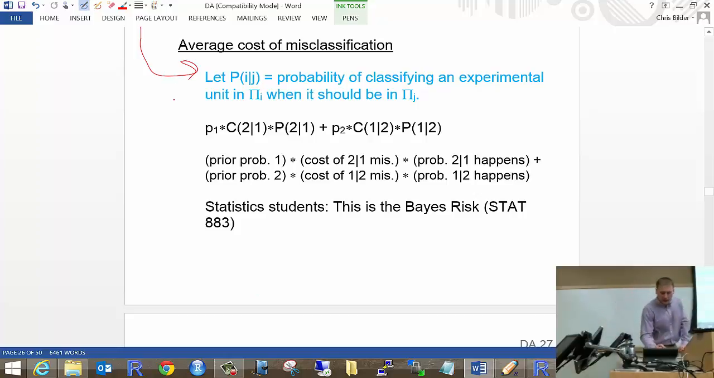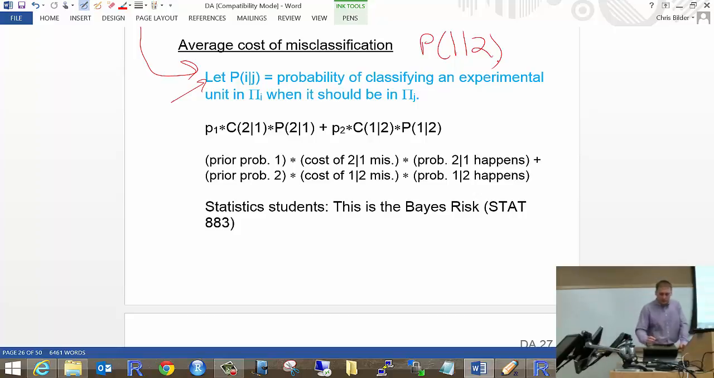To do this, let's define P sub I given J as a conditional probability. You've seen conditional probabilities in classes such as Stat 801 before. It's going to be the probability of classifying an experimental unit in population I when it should have been in population J. So again, just to make sure this is clear, if I have P sub 1 given 2, the best notation in the world, but I think it's okay for what we need to do, the probability of 1 given 2 is the probability you classify an observation in population 1 given it should have been in population 2. Okay?